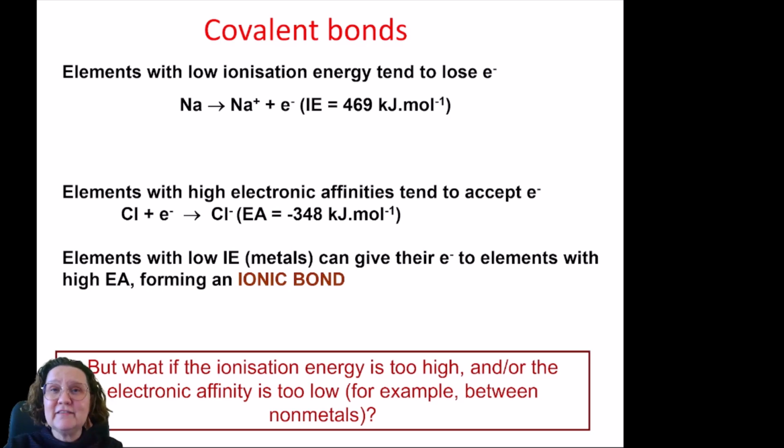But in many cases, things don't work that well. In many cases, the ionization energy is a little bit too high, so it's not that easy for something to become positively charged, and the amount of energy liberated by the other atom becoming negatively charged is not that great either. So what happens when those atoms find each other? Does it mean that they don't make bonds? The answer is no, they do make bonds. They just make a different type of bond.